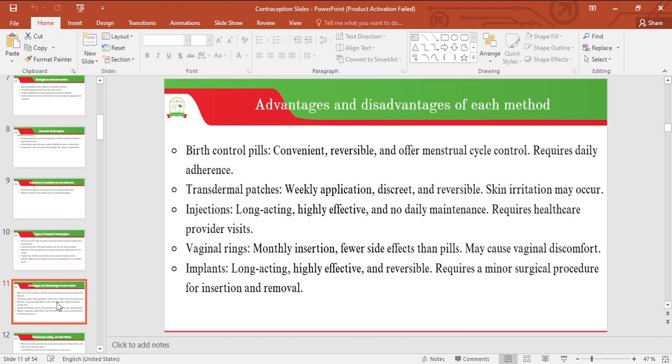Then the vaginal rings, these require monthly insertion. They have fewer side effects than the pills. They may cause vaginal discomfort. Then we have the implants. These are long-acting and highly effective, and they are also reversible, meaning that when the woman now wants to conceive, she can go and they remove the implant. The implants will require a minor surgical procedure for insertion and removal.